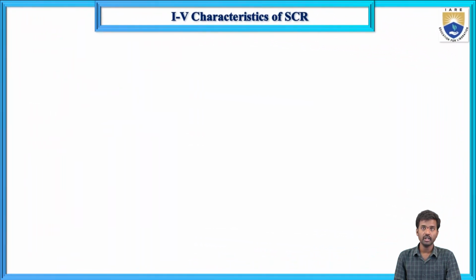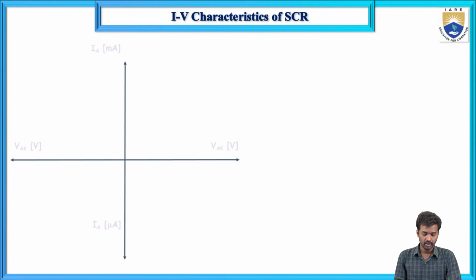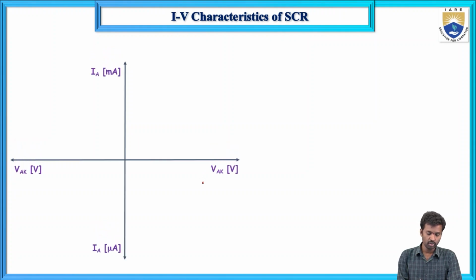And next, if you draw the IV characteristics for this SCR, you draw the graph between anode voltage and anode current, VAK. In this case, these characteristics are also known as the static characteristics. Now if you see the reverse bias voltage region, these are the characteristics.